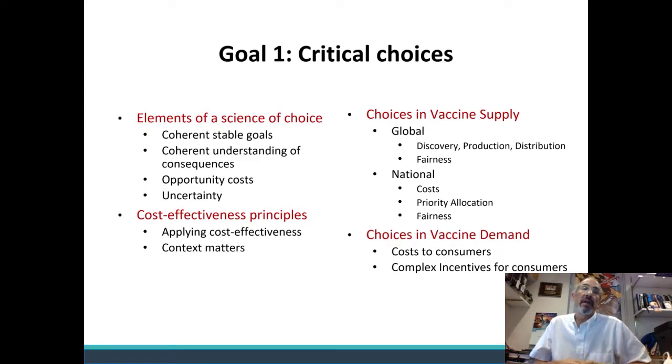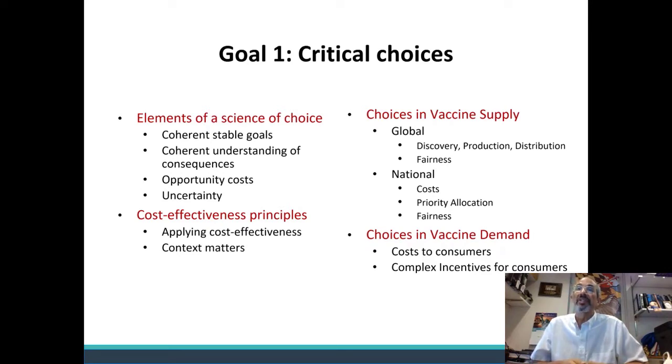We have choices in vaccine supply and choices in vaccine demand. We have global choices in how the firms are going to discover and produce and distribute the vaccines. We have global decisions to make now about how to do this fairly. We have global threats to the fairness of the vaccine supply stocks. At a national level, we have choices in terms of who is going to bear the costs of supplying the vaccines. Nations have to make allocation decisions and set priorities over the groups that will receive the doses of vaccine, because this will be a scarce vaccine for the short term when it first comes out. Hopefully, after several months, there will be enough vaccine for everybody, but we know there won't be enough in the first several months of the release.